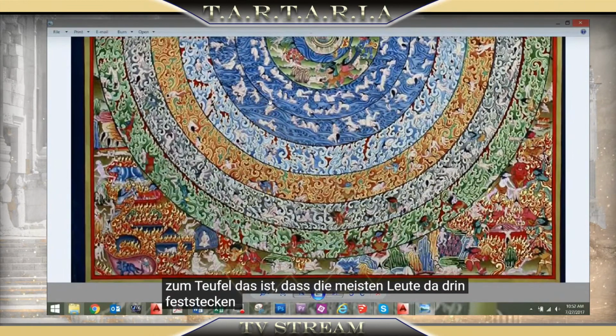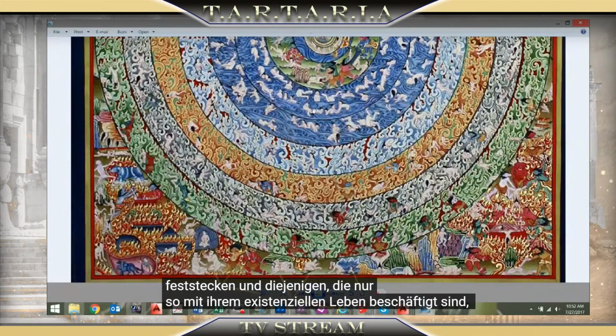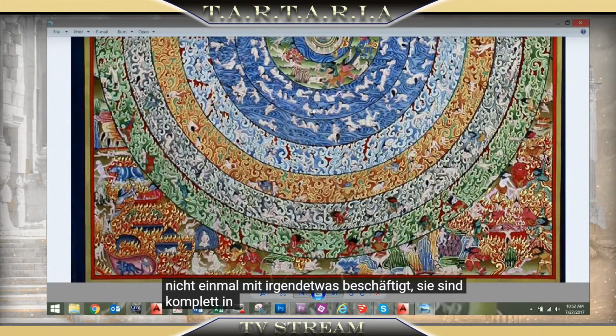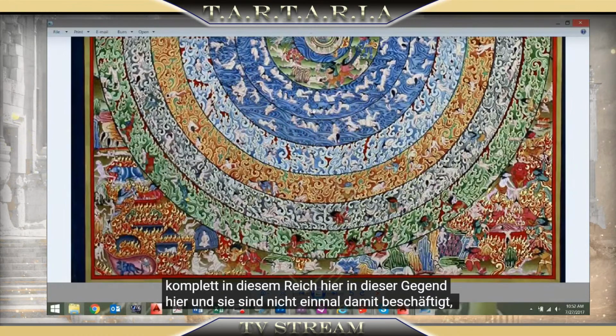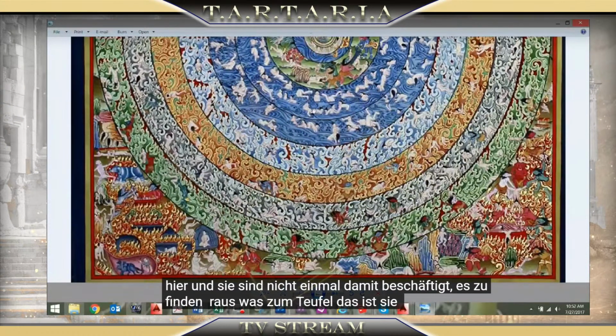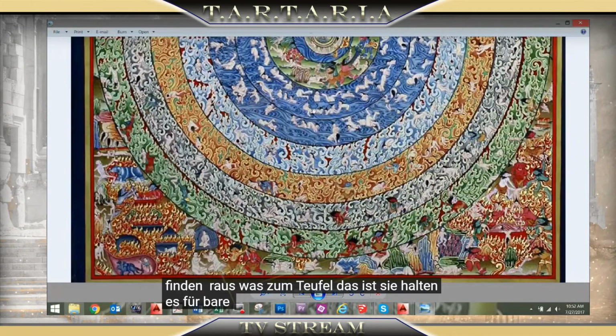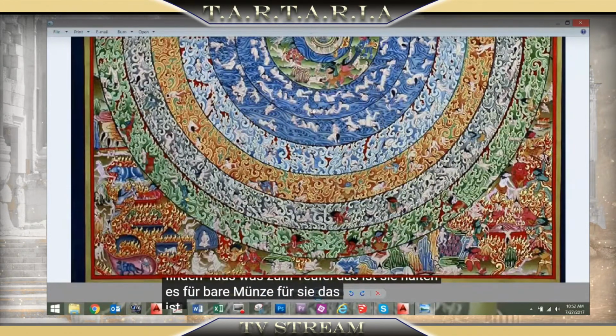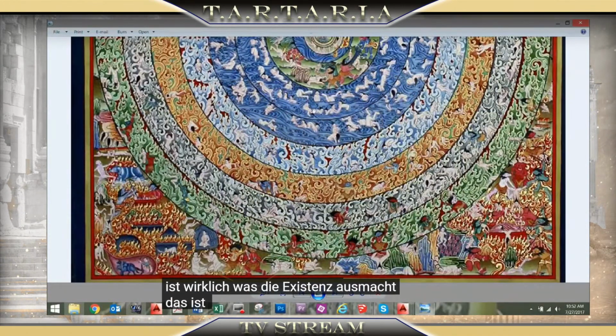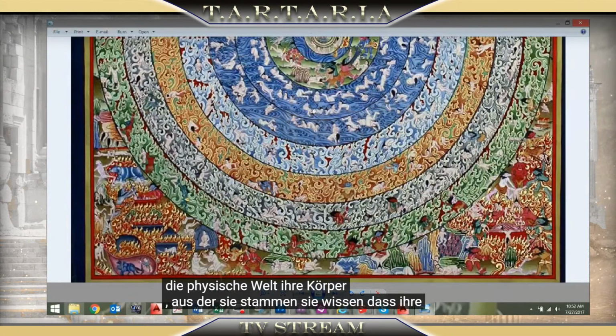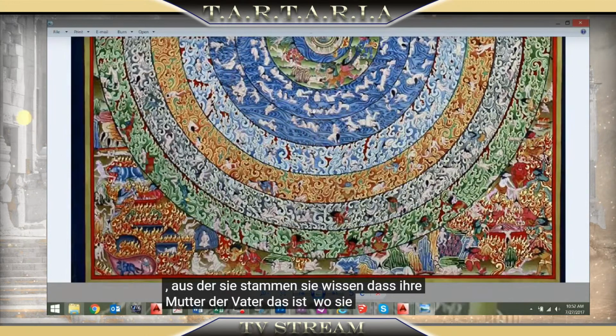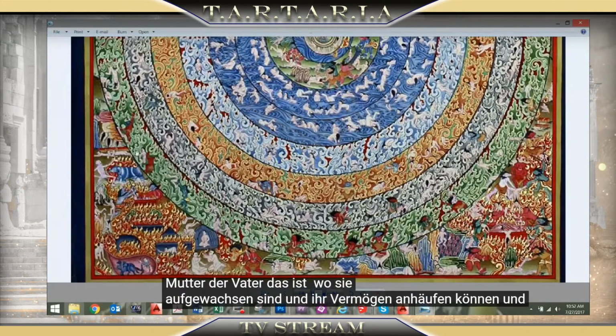And most people are stuck in there, and the ones who are just still busy with their existential life are completely in this realm here, this area here. And they're not even busy trying to find out what the hell this is. They're taking it at face value. For them, this is really what existence is all about. This is all they do. They know the physical world, their bodies, they came from that. They know their mother, their father, where they grew up, and they can amass their wealth, and then one day they're going to die.